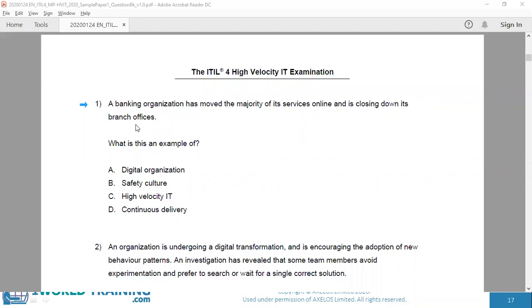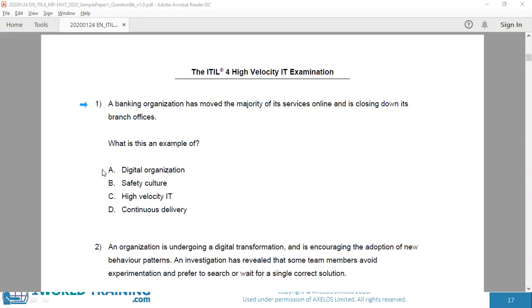Let us practice a sample question from the official Axelos sample question paper for HVIT. Question number 1. A banking organization has moved the majority of its services online and is closing down its branch offices. What is this an example of? Digital organization, safety culture, high velocity IT, or continuous delivery? Some of these terms have not been studied yet. So far, we have studied only what A is, digital organization is.